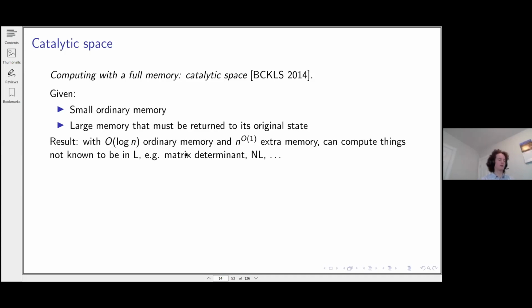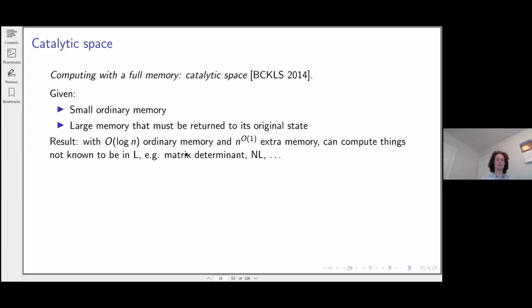So it's hard to see how you could get any net gain from the extra memory. But surprisingly, they showed that you actually do get a benefit. In particular, with only a logarithmic amount of ordinary memory and a polynomial amount of this borrowed extra memory, you can compute things that we don't otherwise know to be in log space. For example, the determinant of a matrix or anything that's in non-deterministic log space.